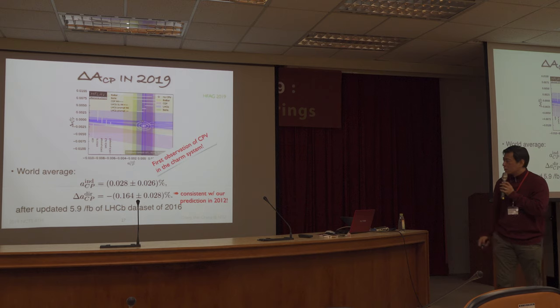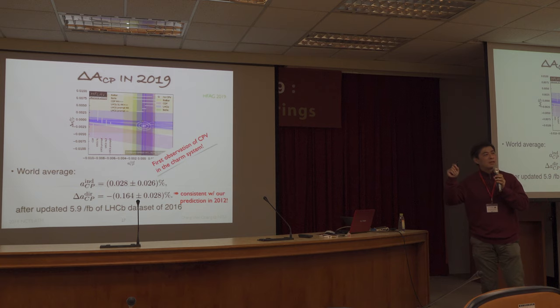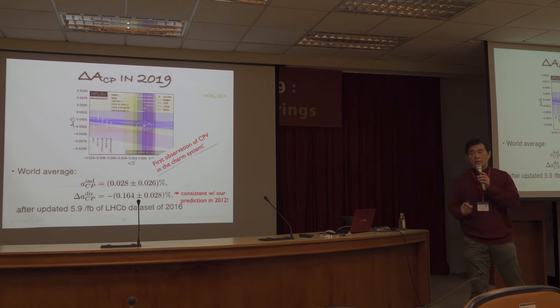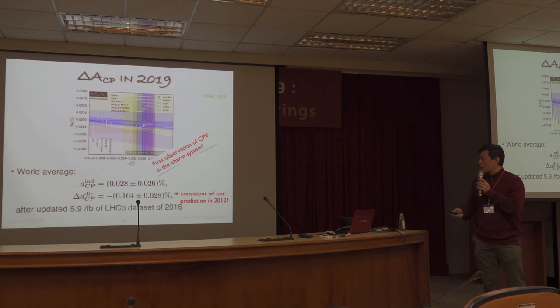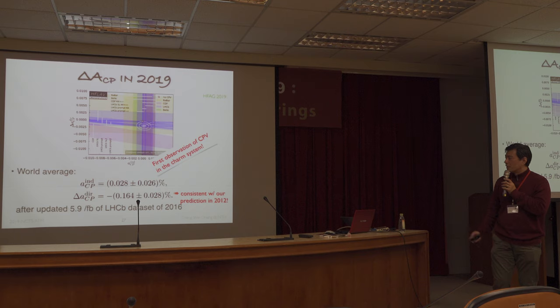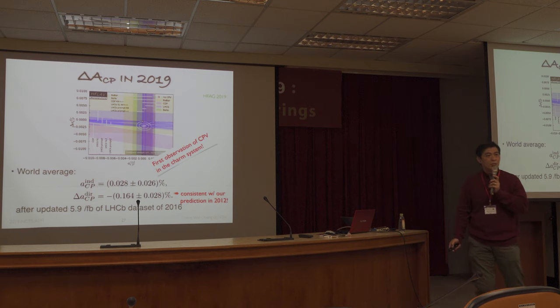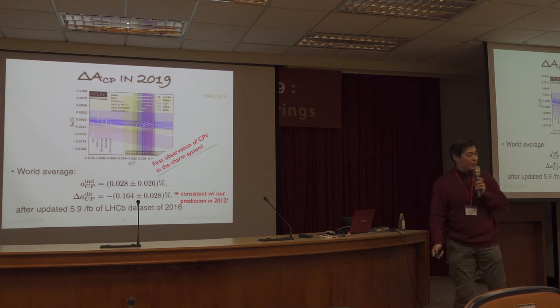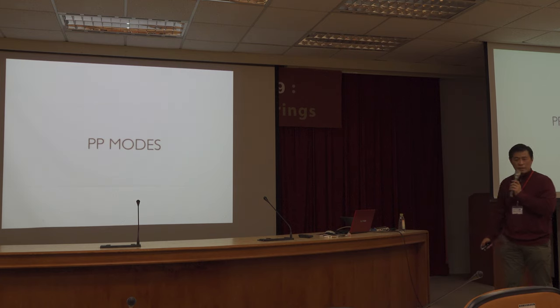And this year, the world average is minus 0.16. Well, I didn't report the individual data, but the individual data from LHCb is minus 0.15, exactly the same as our central value of one of our predictions. So anyway, now it's consistent with our prediction in 2012, and also because of the better precision. Now this is the first observed CP symmetry violation in the charm system. Okay, now let me move on.